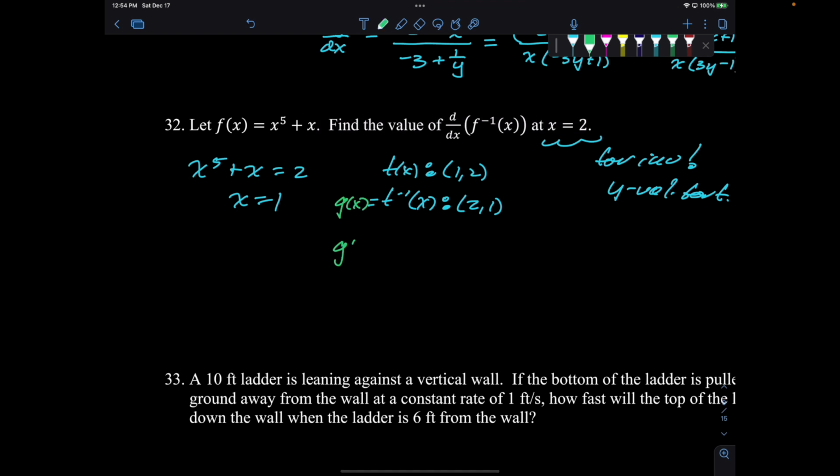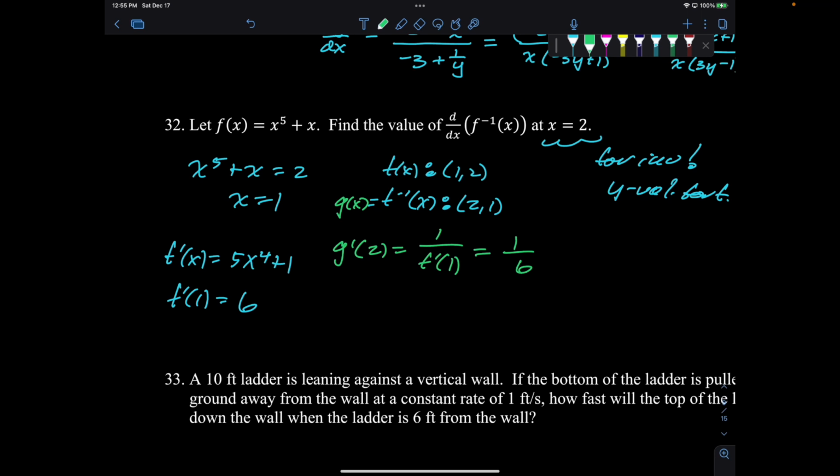So g prime of 2 is going to be 1 over f prime of 1. So if I can find f prime of 1, f prime of x is 5x to the 4th plus 1. f prime of 1 is 5 plus 1, so 6. So then this will be 1 over 6. That is our answer to this question.